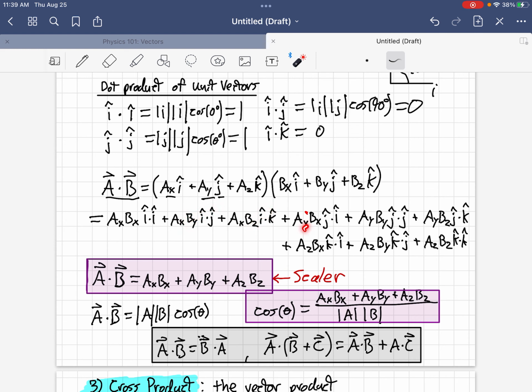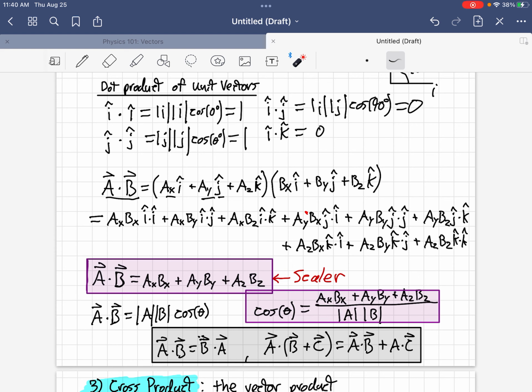J dot I is also going to go away. Those are perpendicular. J dot J is going to stick around. J dot K is going to go away. This will go away. This will go away. So this reduces to 3 terms, which makes it pretty easy. So we have AX times BX plus AY times BY plus AZ times BZ. And notice that this is a scalar. It's not a vector anymore.